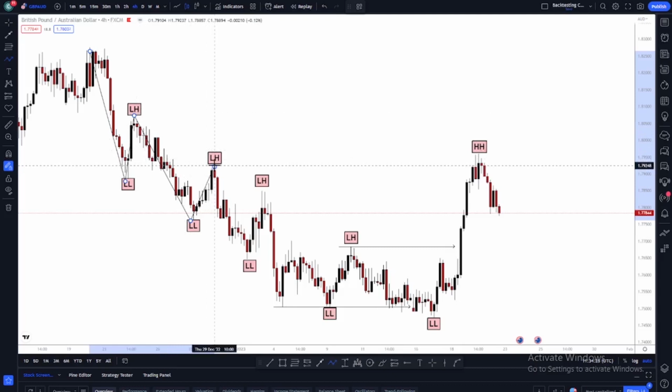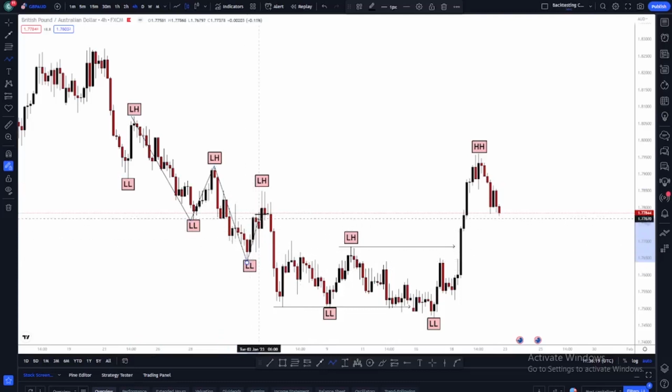So after this new lower high was created, what did price do next? It went ahead and created this lower low. Why is this a lower low? Because this low is lower than that of this low. So this is considered as our new lower low. After this lower low was created, what happened next? Price went up and created a newer lower high.